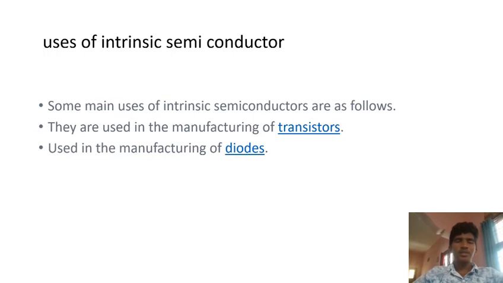What are the uses of intrinsic semiconductor? Some main uses of intrinsic semiconductors are as follows. They are used in the manufacturing of transistors and in the manufacturing of diodes.